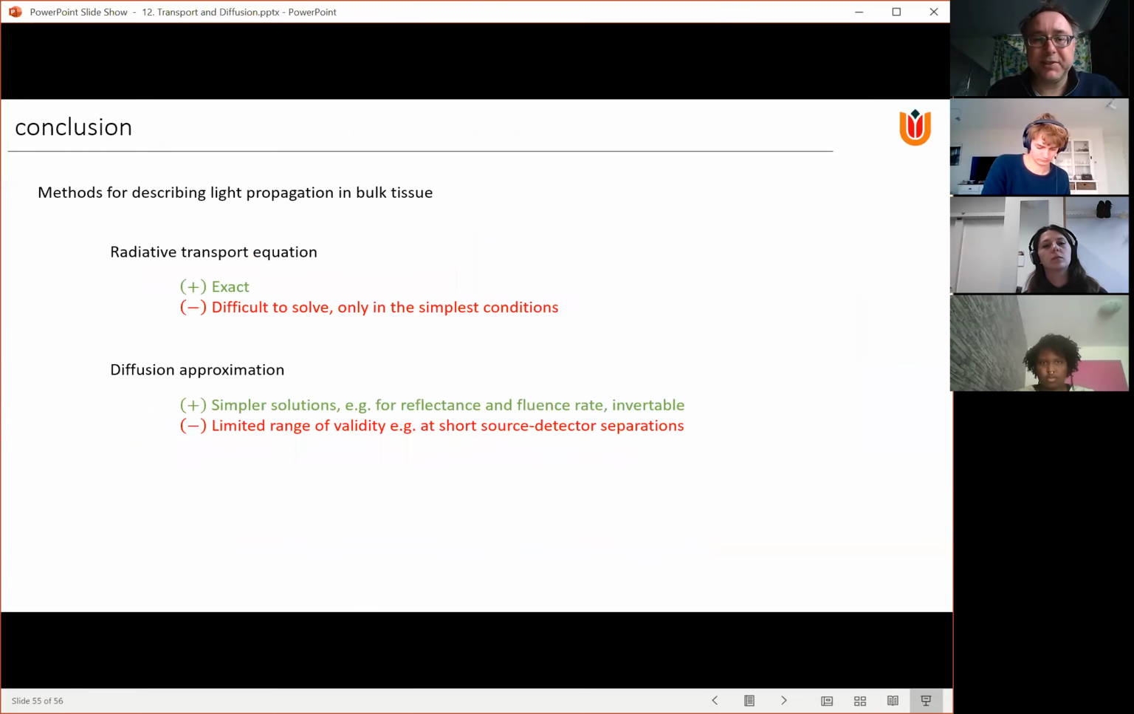So what's then the conclusion of this whole exercise? Well, for the radiative transport equation, it is exact. So if you can solve it, then of course you should use it. That can also be done numerically, of course, but that's difficult. You can only do that in the simplest conditions. And then there is the diffusion approximation to this transport equation. It's much simpler. You can get analytical solutions for reflectance, for fluence rate, even ones that you can invert easily, so you can do measurements and then extract optical properties. But the drawback there is that it is very limited in its range. So you cannot use it at short source detector separations.